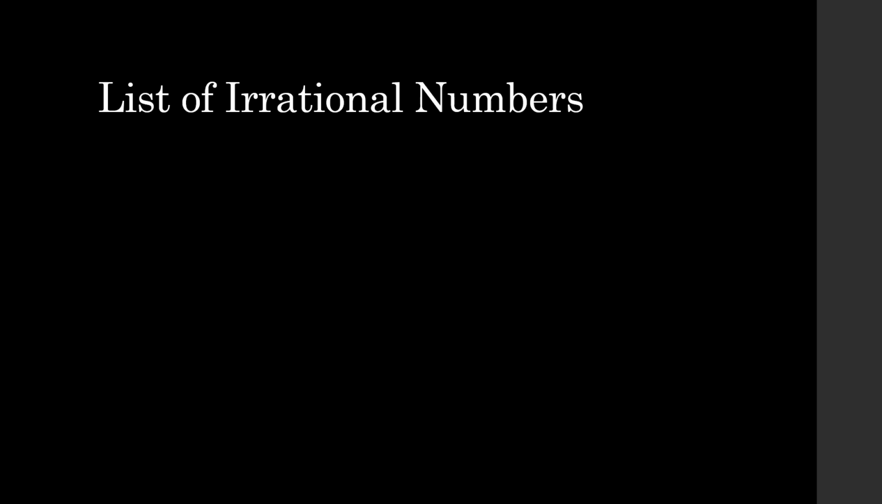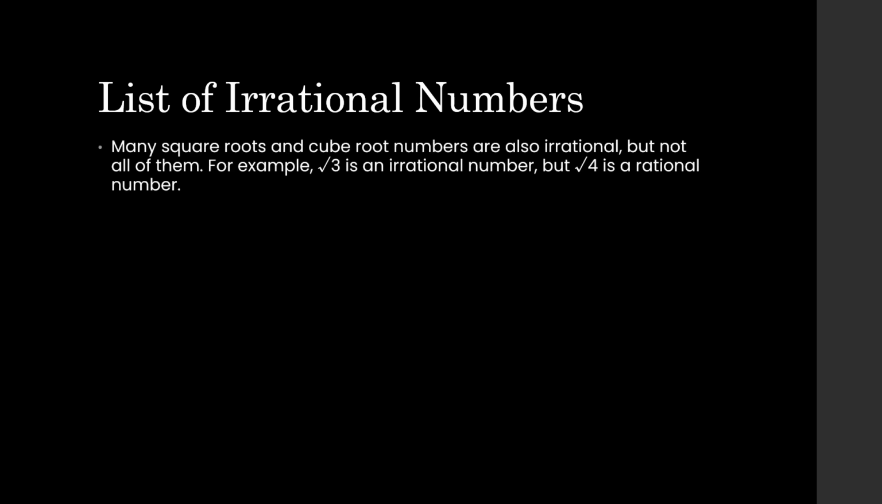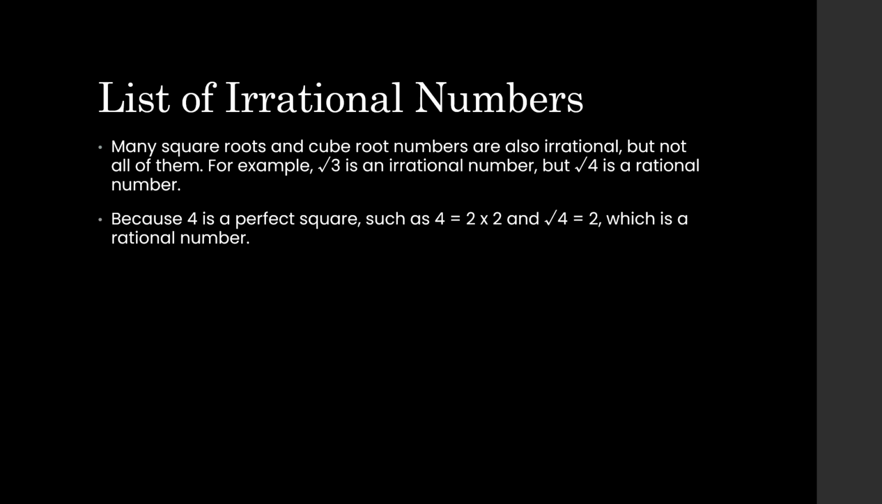Let us have more examples of irrational numbers. Many square roots and cube roots are also irrational, but not all of them. For example, root 3 is an irrational number, but root 4 is a rational number. Why so? Because 4 is a perfect square, such as 2 multiplied by 2 is 4. Hence we can write root 4 is 2. Similarly, 3 into 3 is 9, so we can write root 9 is equal to 3. So root 4, root 9, root 25, root 16, root 36, root 49, these are all rational numbers since they are perfect squares.